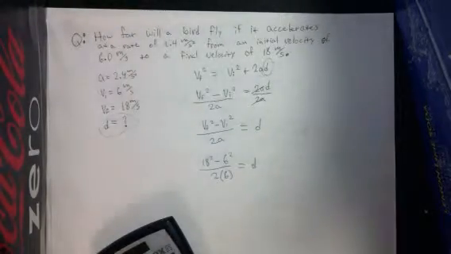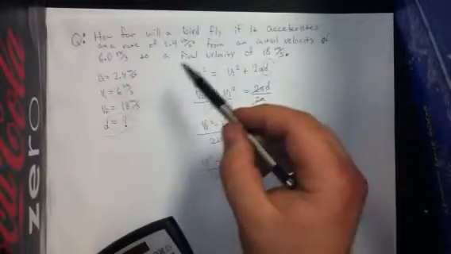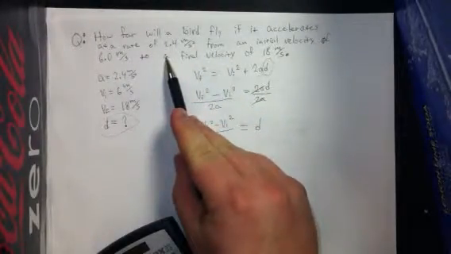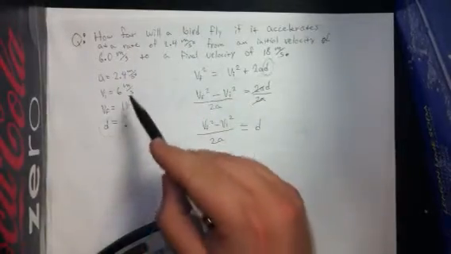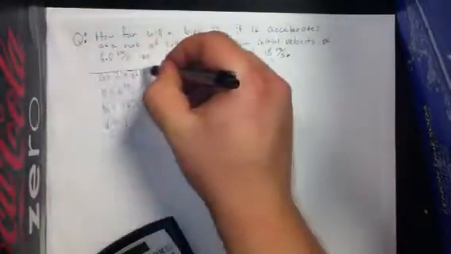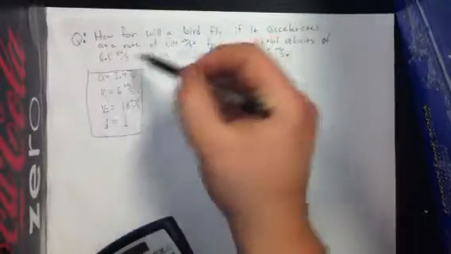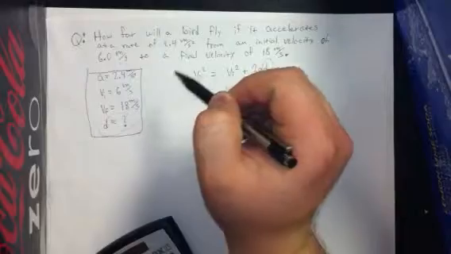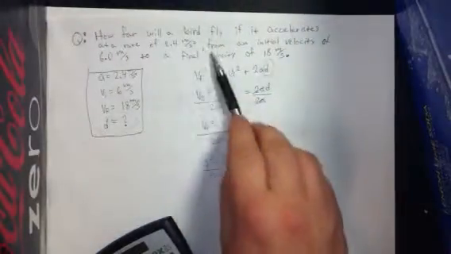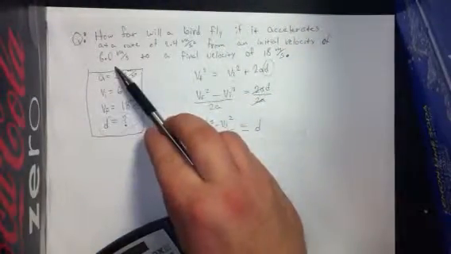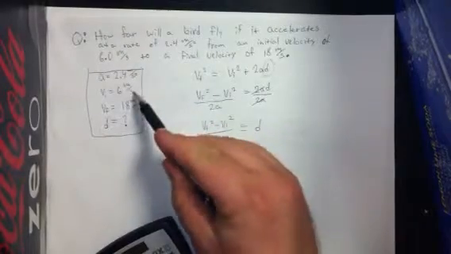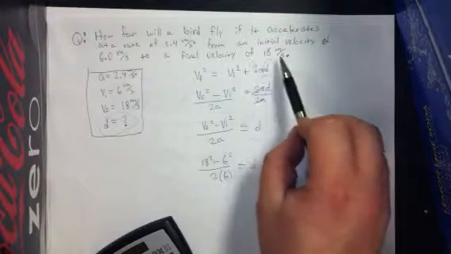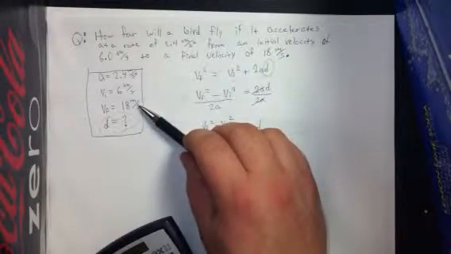Okay, so reading this problem carefully, we see, first of all, it gives us an acceleration of 2.4 meters per second squared. So the first thing we always do is we write down our given, which I've done over here. The acceleration is given here. A is equal to 2.4 meters per second squared. Now, it says from an initial velocity of 6 meters per second. So our initial velocity is 6 meters per second. And then lastly, it gives our final velocity of 18 meters per second, which I've written here.